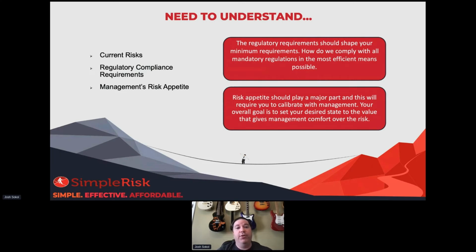Our risk appetite is going to play a major part because it requires us to calibrate with management. Our overall goal here is to set our desired state to the value that gives management comfort over the risk, right? We're not just doing this for our own benefit. My boss asked me, all right, create a roadmap that gives us satisfaction, right? At what point are we done? And the reality is we're never done. We all know that as security practitioners, but at least being able to point to a place and say, yes, if we have all this functionality, then we're in good shape.